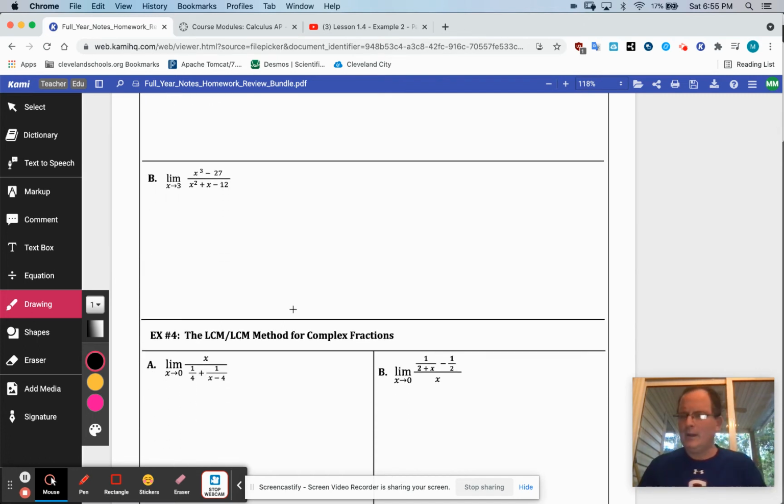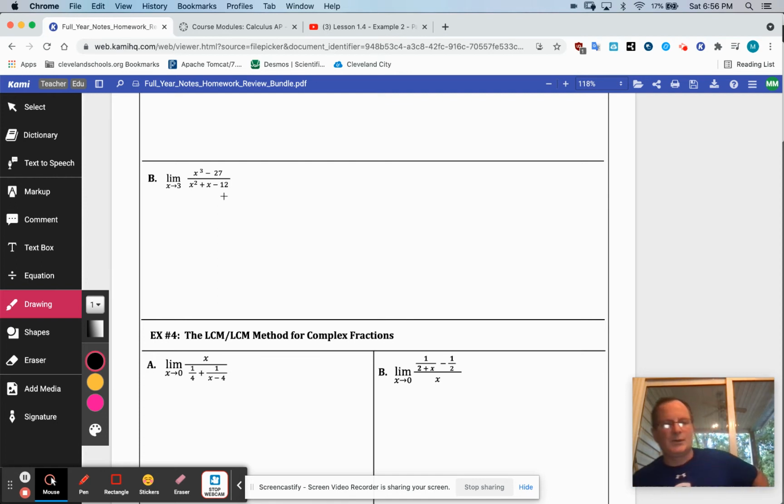Look at B. If you try to do direct substitution, we're going to have up top 3 cubed, which is 27. 27 minus 27, 0. That's nothing to worry about, unless the denominator is also 0. And oh my goodness, it is, because 3 squared is 9. 9 plus 3 is 12. 12 minus 12 is 0.